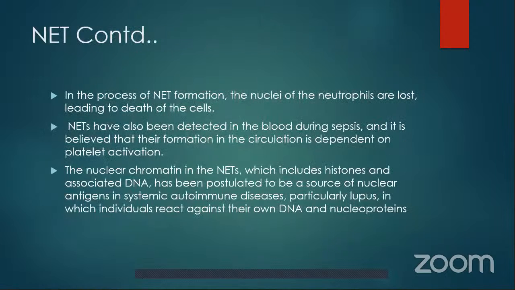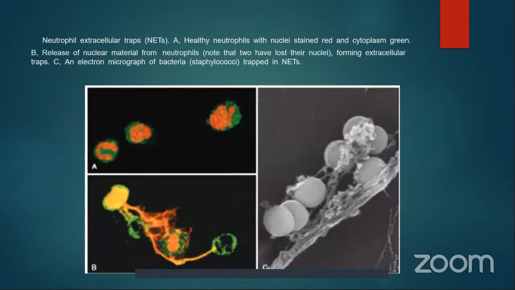So to show you an example, this is how a neutrophil extracellular trap looks. This is a fluorescent microscopic picture of a neutrophil. See, this is a normal neutrophil which has a red colored nucleus.